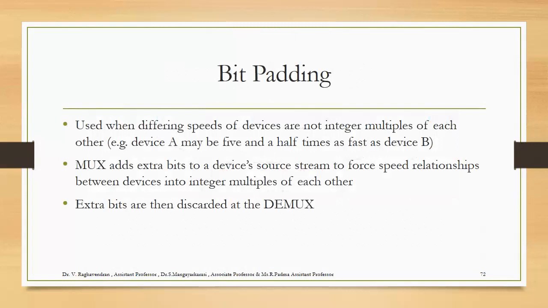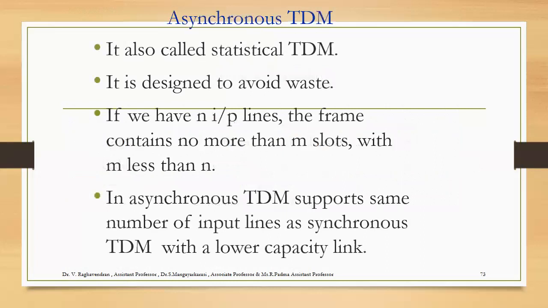Next one, bit padding. Bit padding is used when the speeds of different devices are not integer multiples of each other. That is, device A may be 5.5 times as fast as device B. The multiplexer adds extra bits to a device's source stream to force the speed relationship between devices into integer multiples of each other. These extra bits are discarded at the destination side, that is, the demultiplexer side. So up to this, synchronous TDM is over.